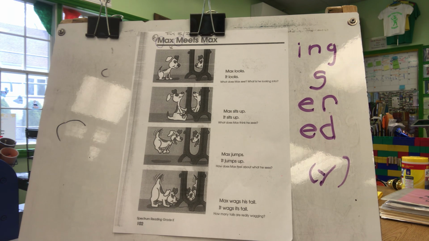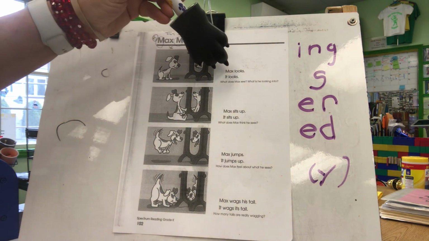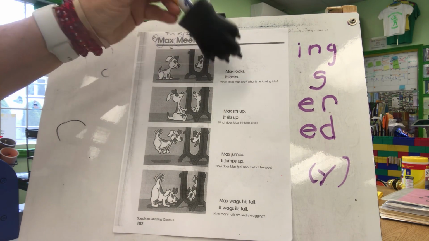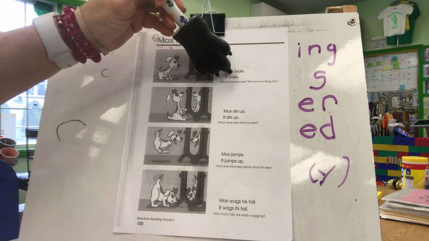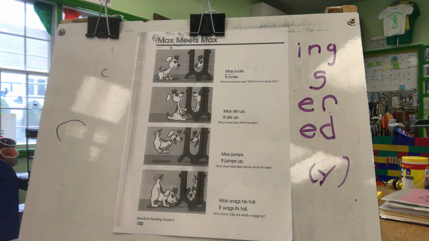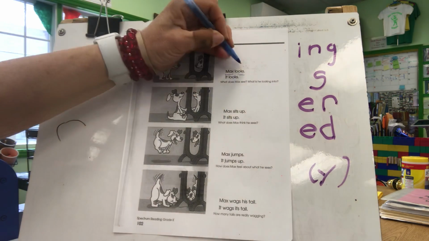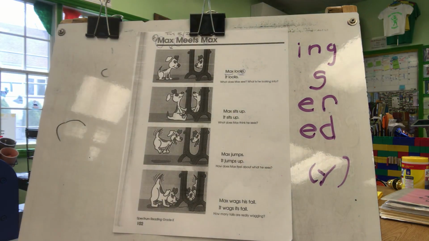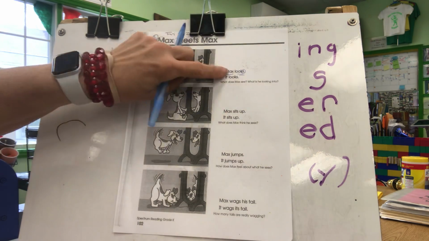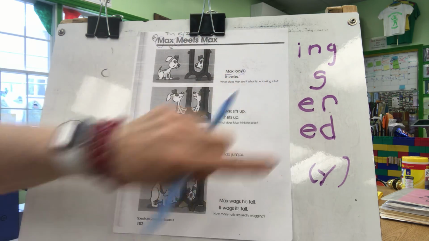All right, let's take a look at what Max is doing today. There he is. Let's read. Max looks. It looks. All right, let's put a line under Max. That's our subject in the sentence. That's what the story's about. Put 2 little lines under looks. That's our verb. Put a ring around the S. That's our action verb. Look, looking, looks. He's a looker. He looked.